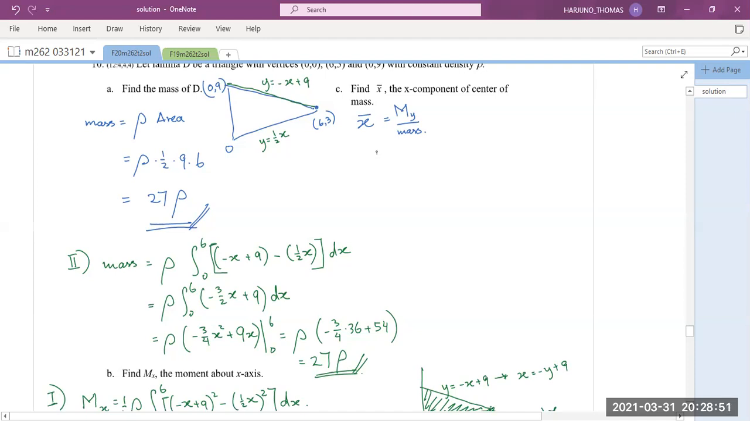Now the moment with respect to the y-axis will be the integral from 0 to 6 of x times negative x plus 9 minus 1/2 x dx. Let me simplify the expression inside the bracket first. So that's x times negative 3/2 x plus 9.